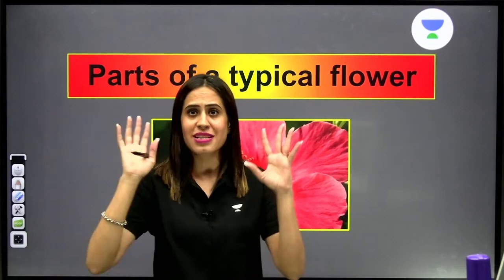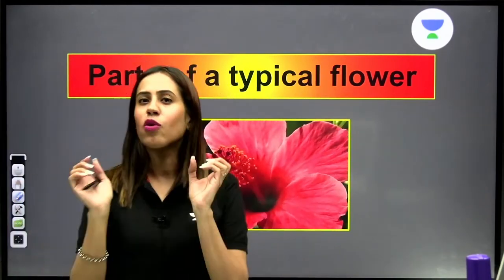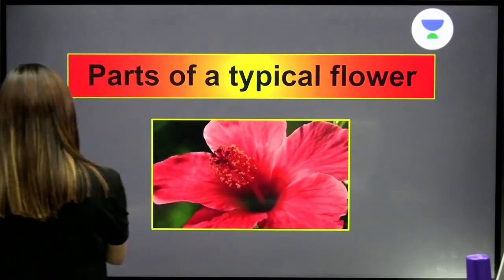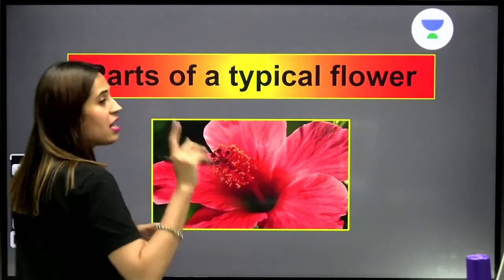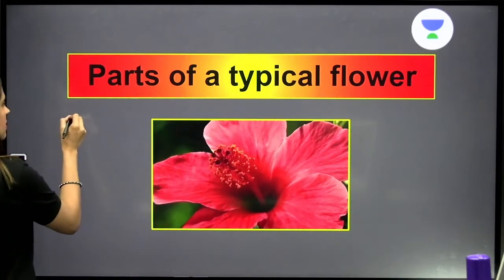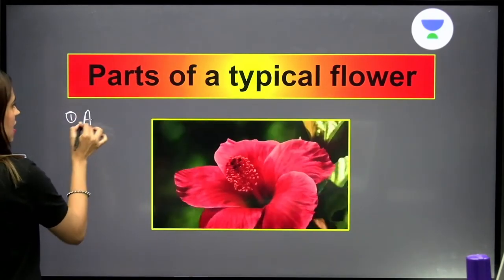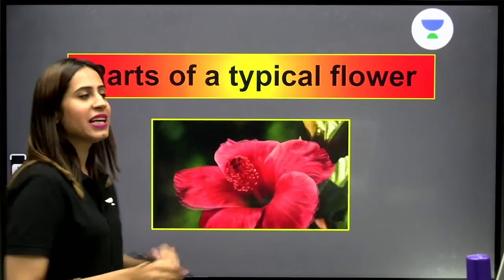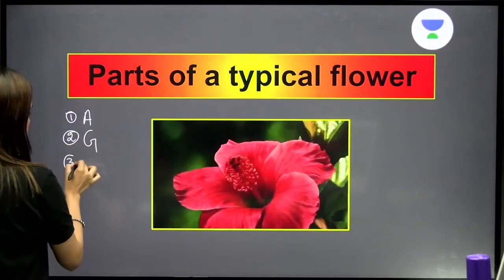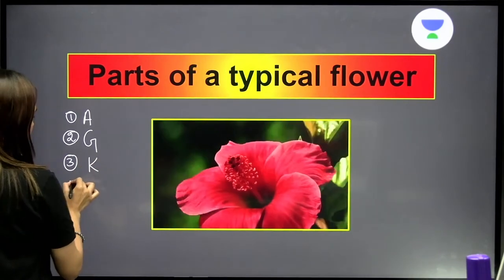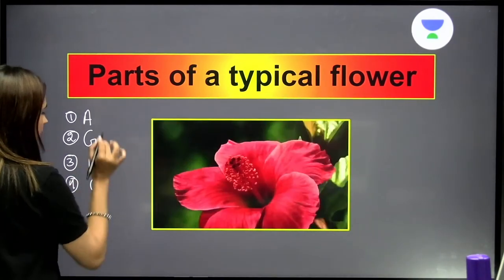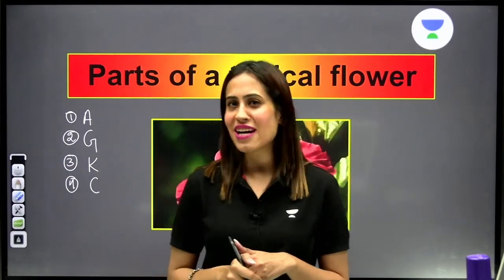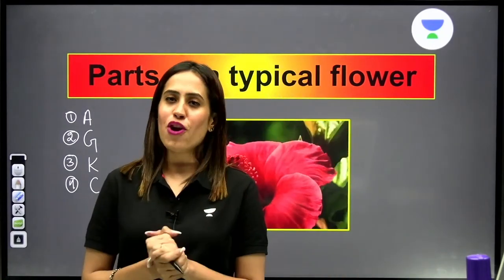So if a question is asked in the NEET examination asking what the four whorls are, then the four whorls are androecium, the symbol used is A, gynoecium, the symbol used is G, calyx, the symbol used is K, and for corolla, the symbol used is C, as you must have studied in morphology.